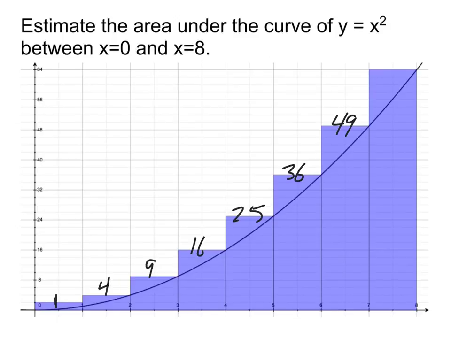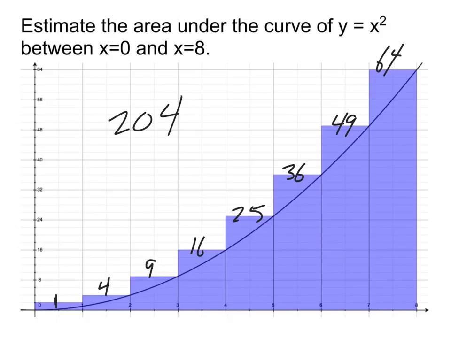But what about that last one? Well, that last one, notice its height is determined by that point. That point is where x is 8. 8 squared is 64, following that pattern of perfect squares. So then if I add all of those up together, I end up getting 204 as my area.